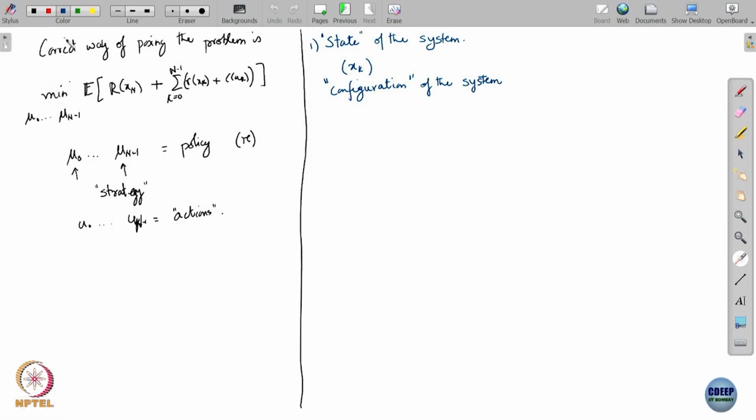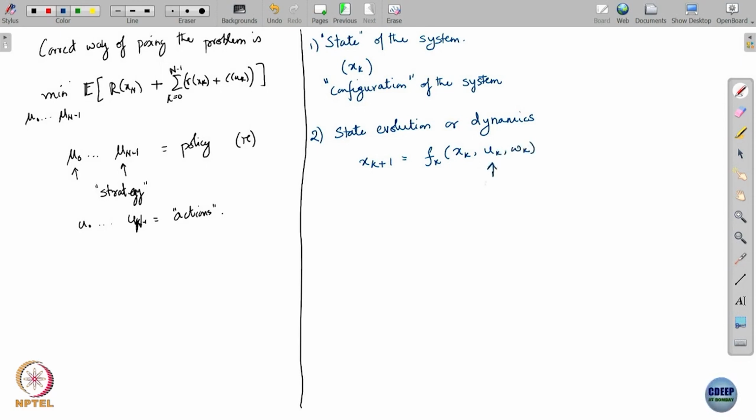Okay. So, now the state itself, state evolution or dynamics. Now, the state itself evolves based on the action that you would take and the noise that comes up in the system. So, the way we express this is that we write x k plus 1 as some f k of x k comma u k comma w k, right.